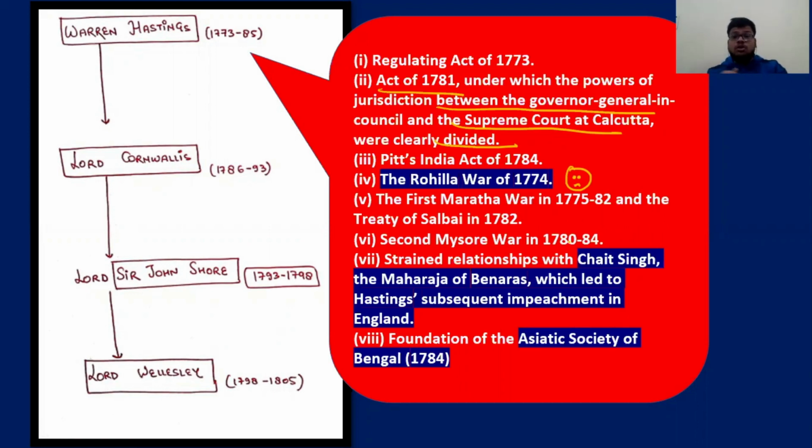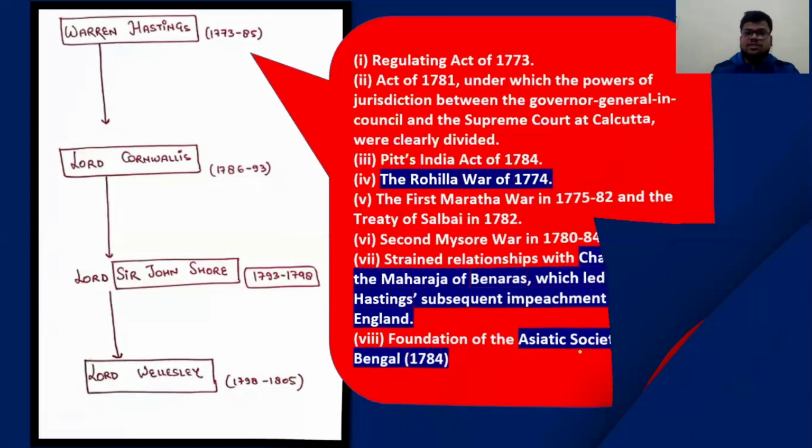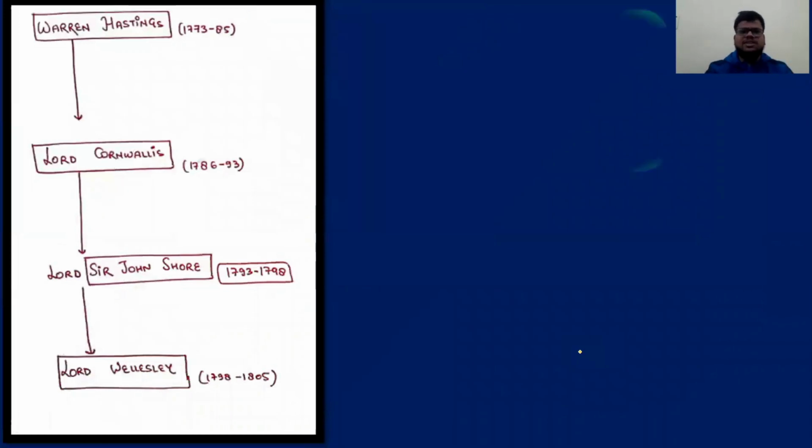Then the Second Mysore War. The First Mysore War happened in the time of Robert Clive. Then the dispute with Raja Chait Singh, Maharaja of Banaras, right? The Nanda Kumar case and the Begum of Awadh, which led to the impeachment proceedings against Warren Hastings, from which he was freed. He also laid the foundation of the Asiatic Society of Bengal under the leadership of William Jones. So these are the things we have discussed with respect to Warren Hastings, and it's good that we keep revising them.